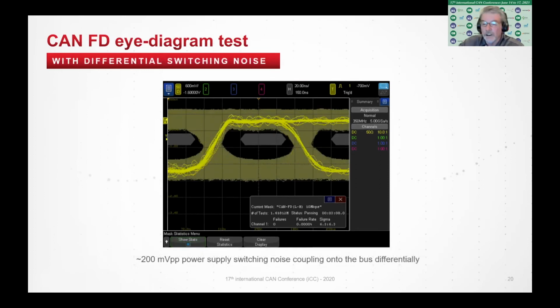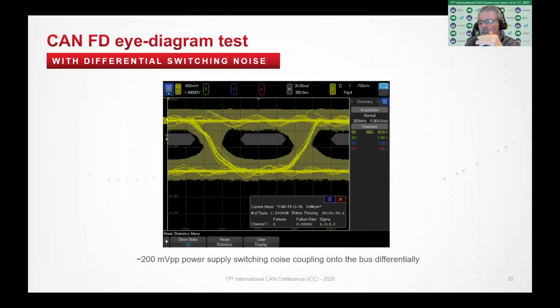My next step was I set the clocks back to their nominal rates, and I added differential noise to the bus, which might be something you might find in the harsh environment of an automobile. And there you can see the eye beginning to close vertically.